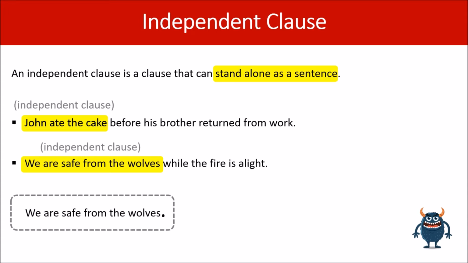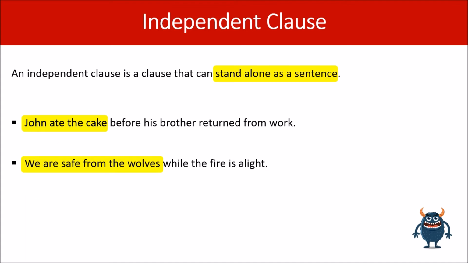Now, an independent clause contrasts with a dependent clause. And a dependent clause is one that cannot stand alone. In our first example, this is a dependent clause: before his brother returned from work. That is not a complete thought. It could not stand alone as a sentence. It is a dependent clause.